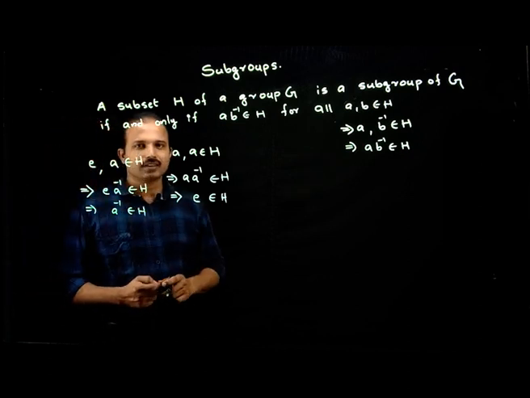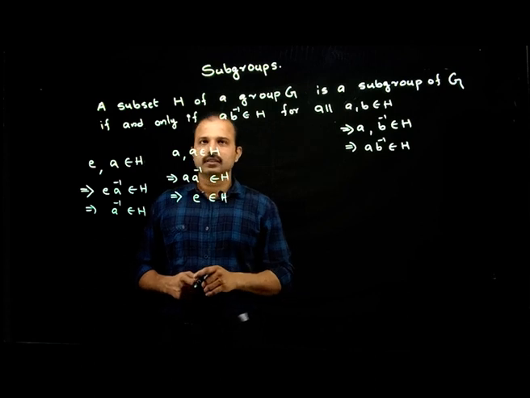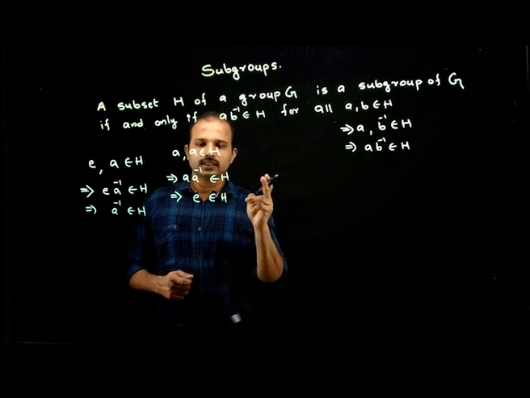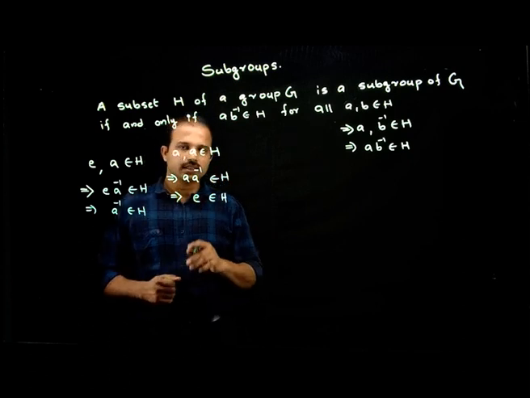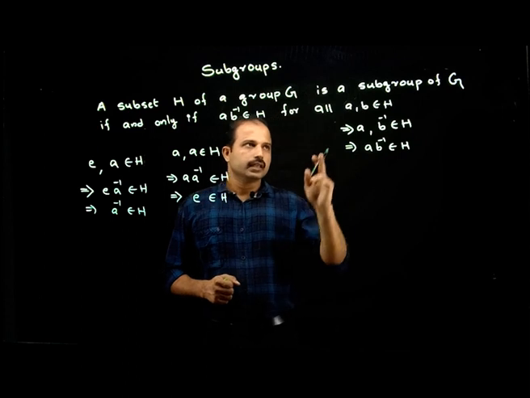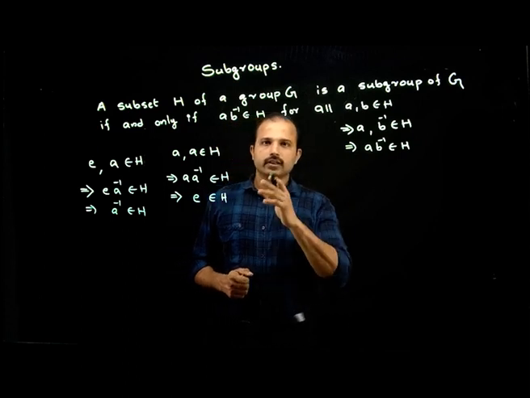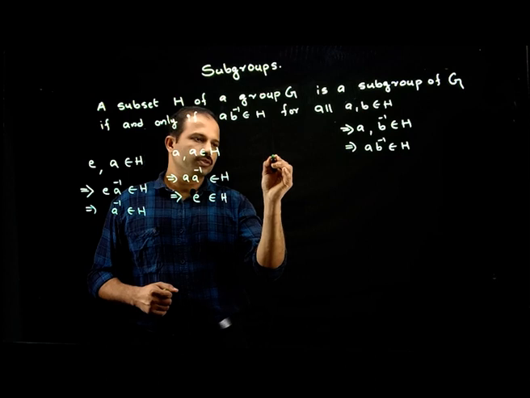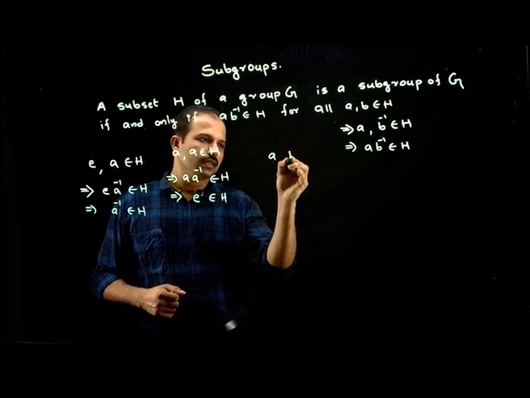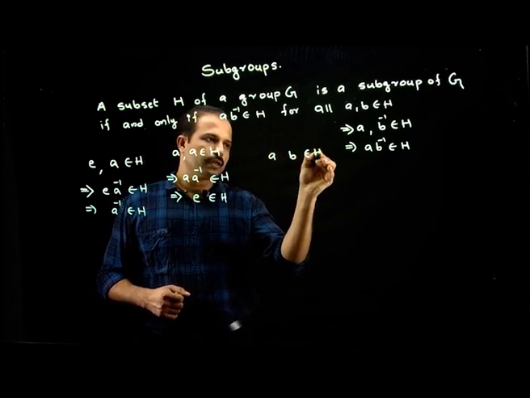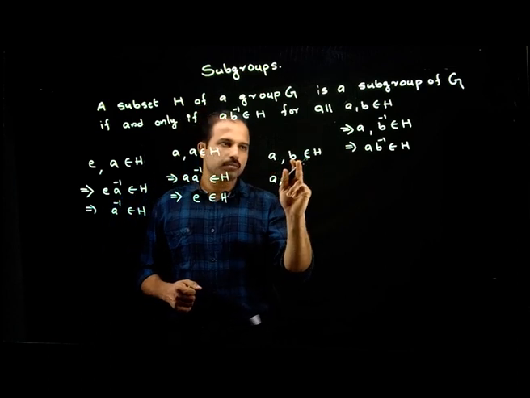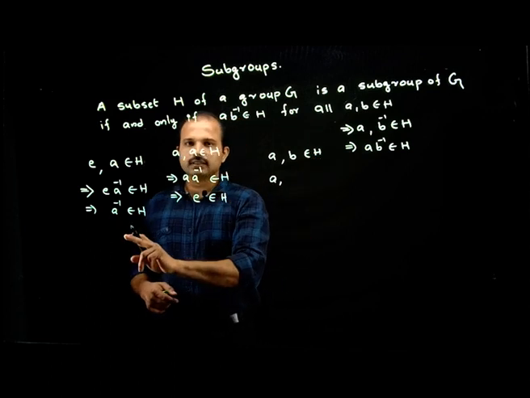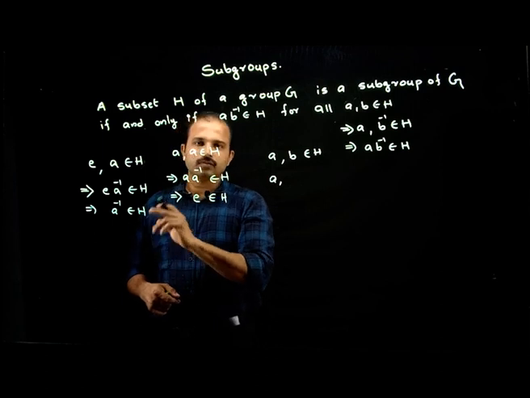So you have three conditions. The three group axioms are satisfied by H: associativity, there exists the identity element, and there exists an inverse for each element of H. And the last step is we have to prove that H is closed under this binary operation. For that you choose, once again, two elements A and B from H. Now A and B belong to H, and this condition implies that every element of H has got an inverse in H also.